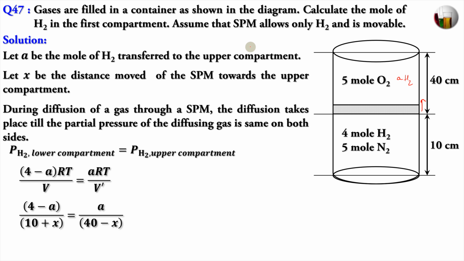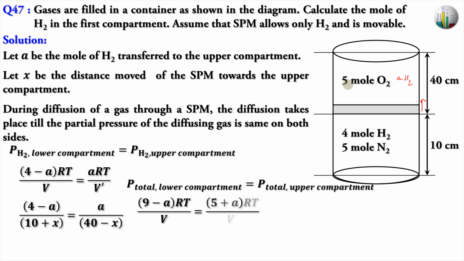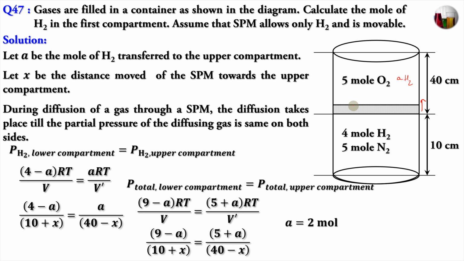And the second equation you can use either for N2, or you can use N2 and O2, or you can use the total. So P total lower is equal to P total upper. And total moles here are 9. A has decreased because H2 has gone up. So it will be 9 minus A upon 10 plus X, equals 5 plus A upon 40 minus X. Two equations, two variables. We solve for A and X, and we get A to be 2 moles, and therefore the hydrogen in the first compartment is only 2 moles.